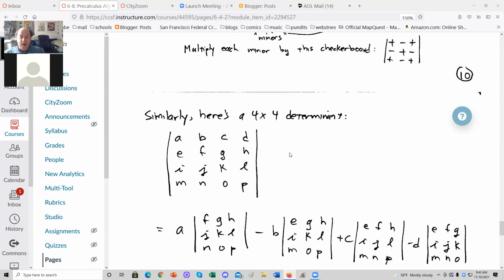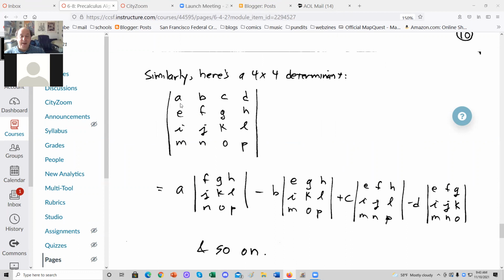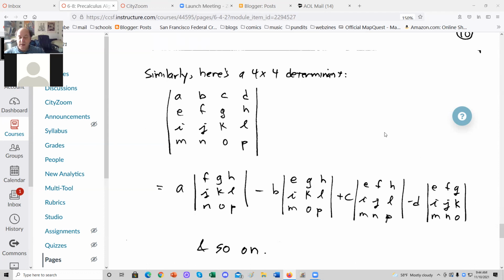Here's a 4x4 determinant, which I can do similarly. Let's say expand along this row here. A times what's left over here, F, G, H, J, K, L, N, O, P, minus B times E, G, H, I, K, L, M, O, P, plus C times E, F, H, I, J, L, M, N, P, minus D times E, F, G, I, J, K, M, N, O.